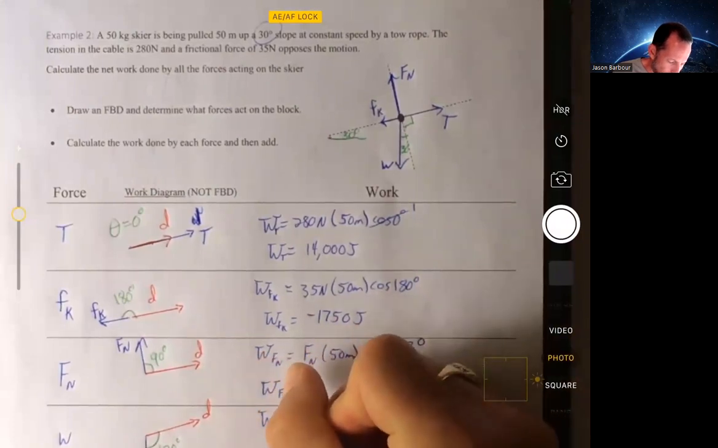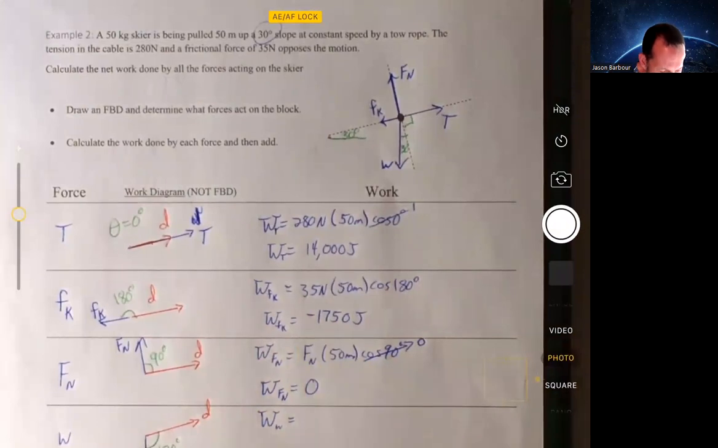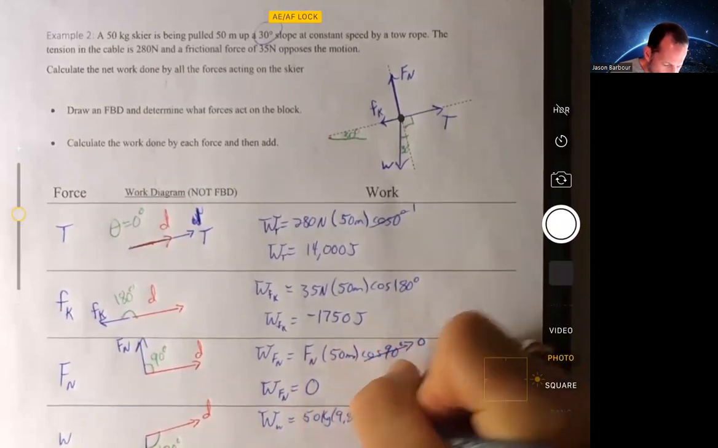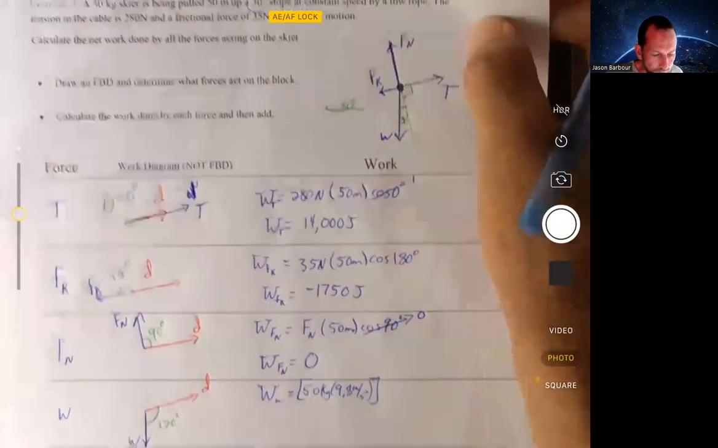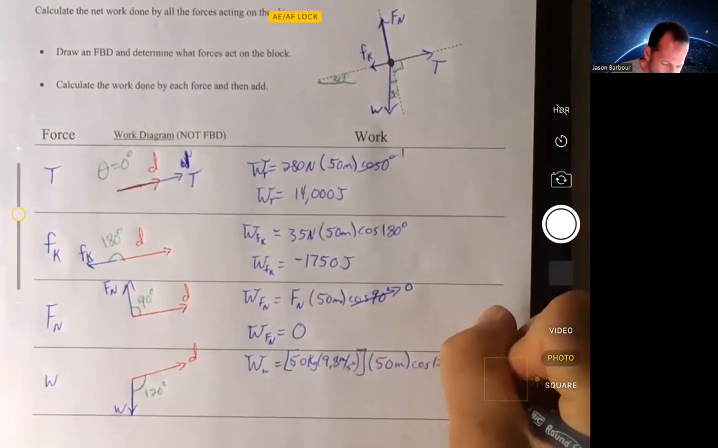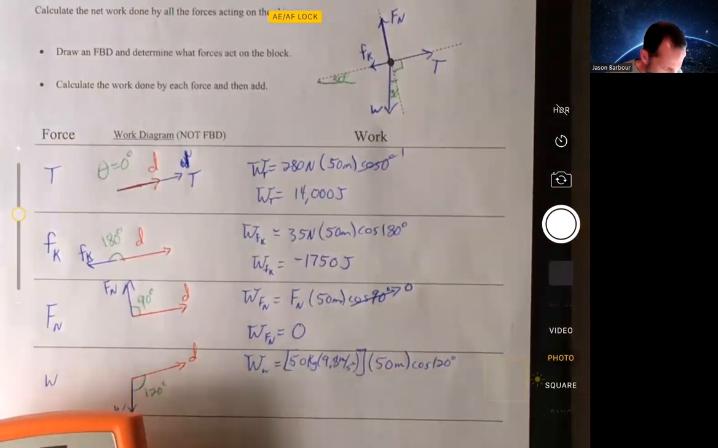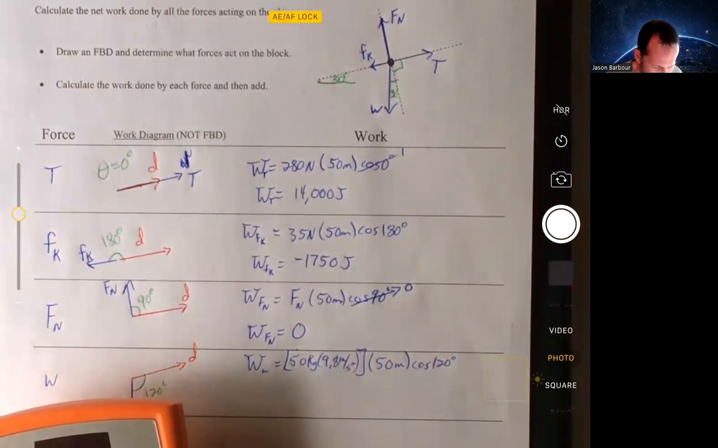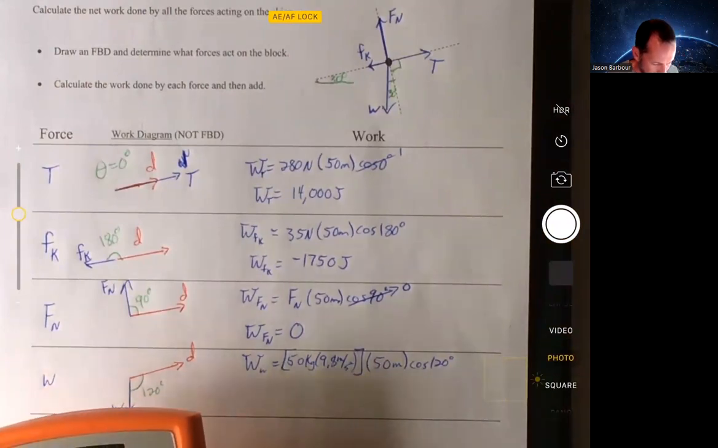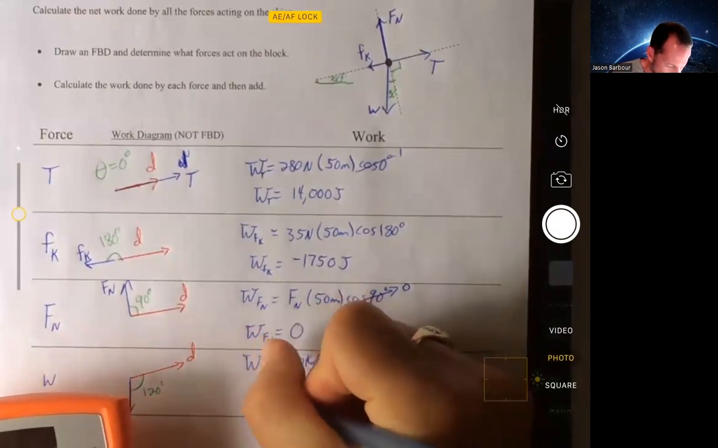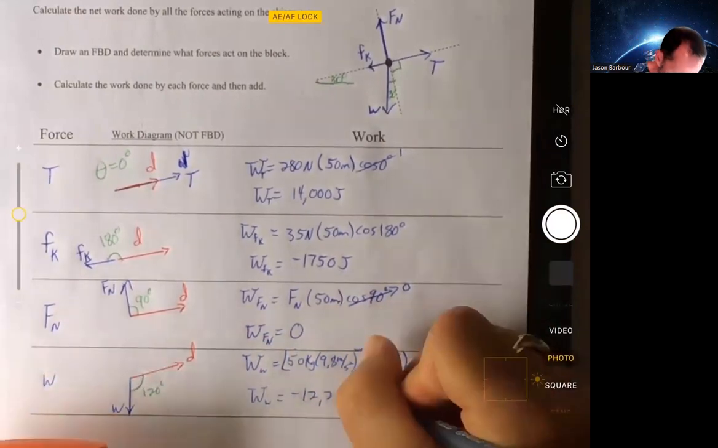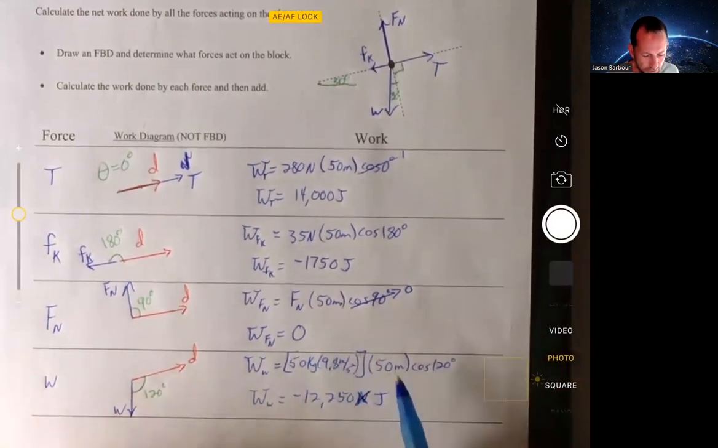And this is the work done by the weight. So let's see, the weight is 50 kilograms times 9.8. Okay, that part is the weight. And then times 50 meters times the cosine of 120 degrees. So this is going to be a negative value. 50 times 9.8 times 50. There's two 50s, the kilograms for the mass, and then the displacement, magnitude of displacement, times cosine of 120. And that comes out to be negative 12,250 joules. Sorry about that. This is newtons. Newtons times meters is a joule.